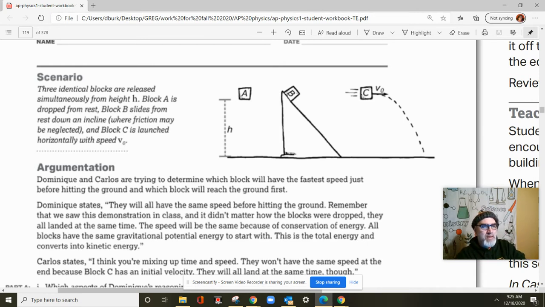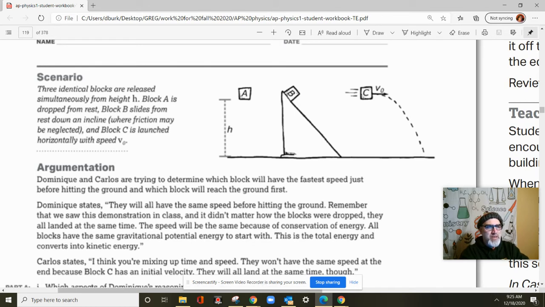And B has got less acceleration than A and C. A and C both have 9.8 meters per second squared acceleration. B does not, because B is on a ramp. And so if you drew the acceleration vector, G pointing straight down, only a component of that is pulling the block down the ramp, which would have to be smaller than G. So B has less acceleration, so it takes longer to get to the bottom of the ramp. So A and C will hit the ground at the same time because they're both in free fall starting at the same height.